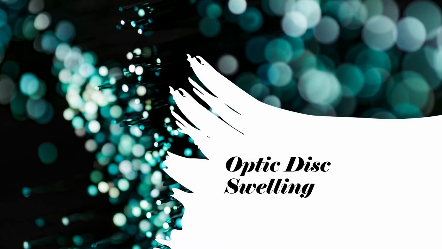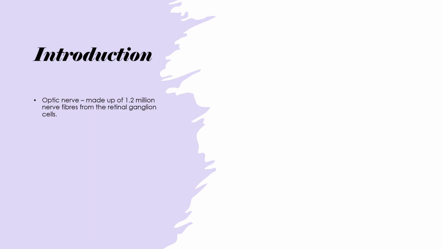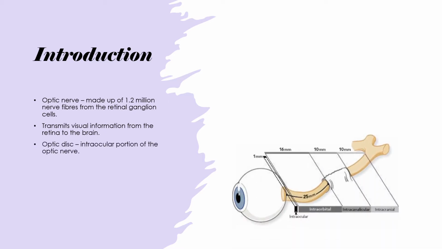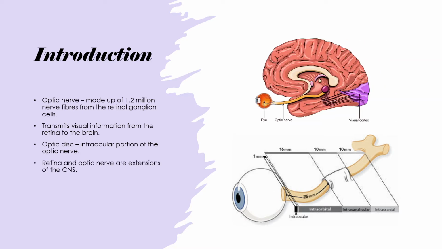In this short video, we will be discussing optic disc swelling. The optic nerve is made up of 1.2 million nerve fibers from the retinal ganglion cells. It transmits visual information from the retina to the brain. In turn, the optic disc is actually the intraocular portion of the optic nerve.